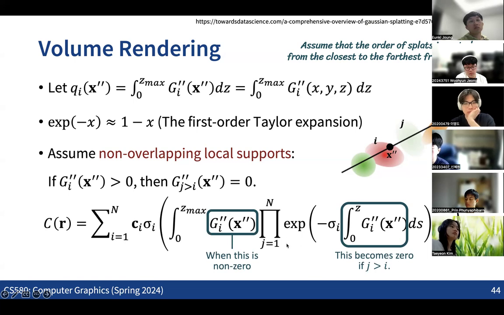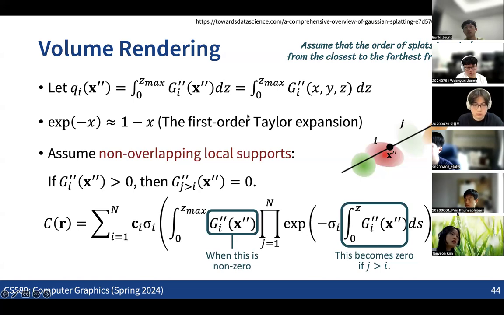So in this equation, what this means is that if this value is not zero, meaning we have some influence from the ith splat on this point, then this quantity becomes zero because there's no effect from here, right? So this whole term becomes zero, and we are just taking the exponential of zero, which is one, right? So this is the very strong assumption that we are going to utilize.